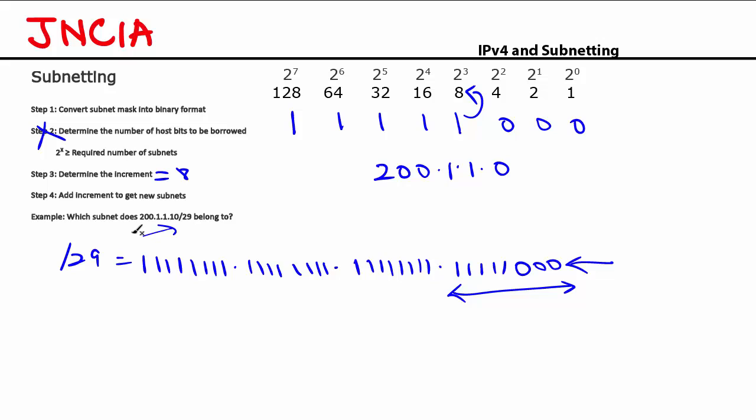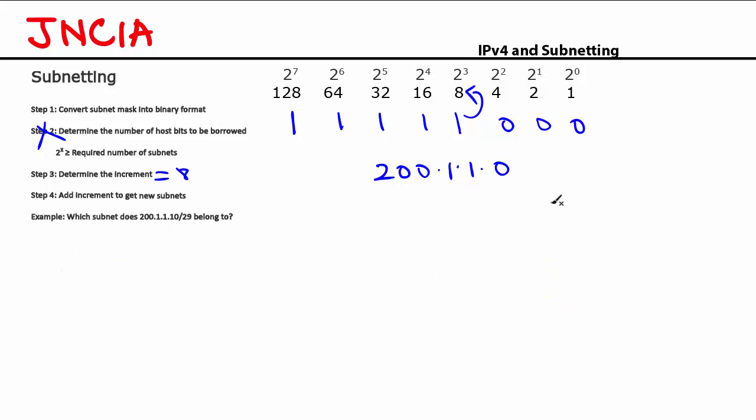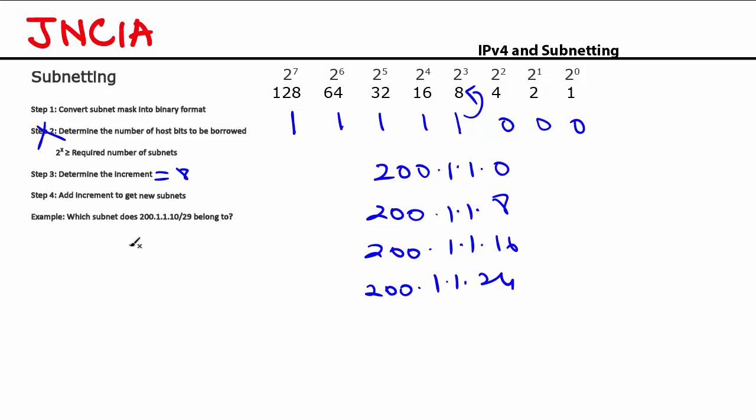Let me get some space here. Adding the increment to the last octet will give you 200.1.1.8. You continue adding and you get 200.1.1.16, 200.1.1.24. Looking at the original IP address that we've been given, 200.1.1.10, and looking at the subnets that we've derived, we know that IP address definitely belongs to one of these subnets because we've gone all the way up to 200.1.1.24. Let's look at the ranges of these subnets.